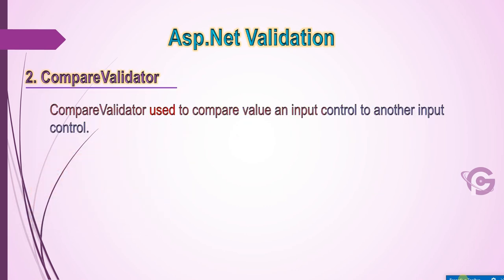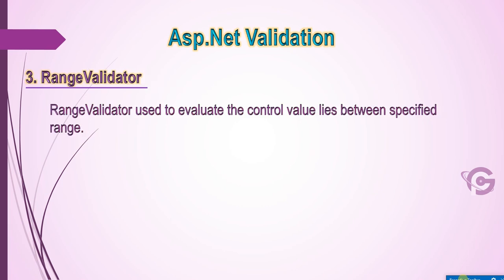Compare validator is used to compare the value of an input control to another input control. Range validator is used to evaluate whether the control value lies between a specified range.